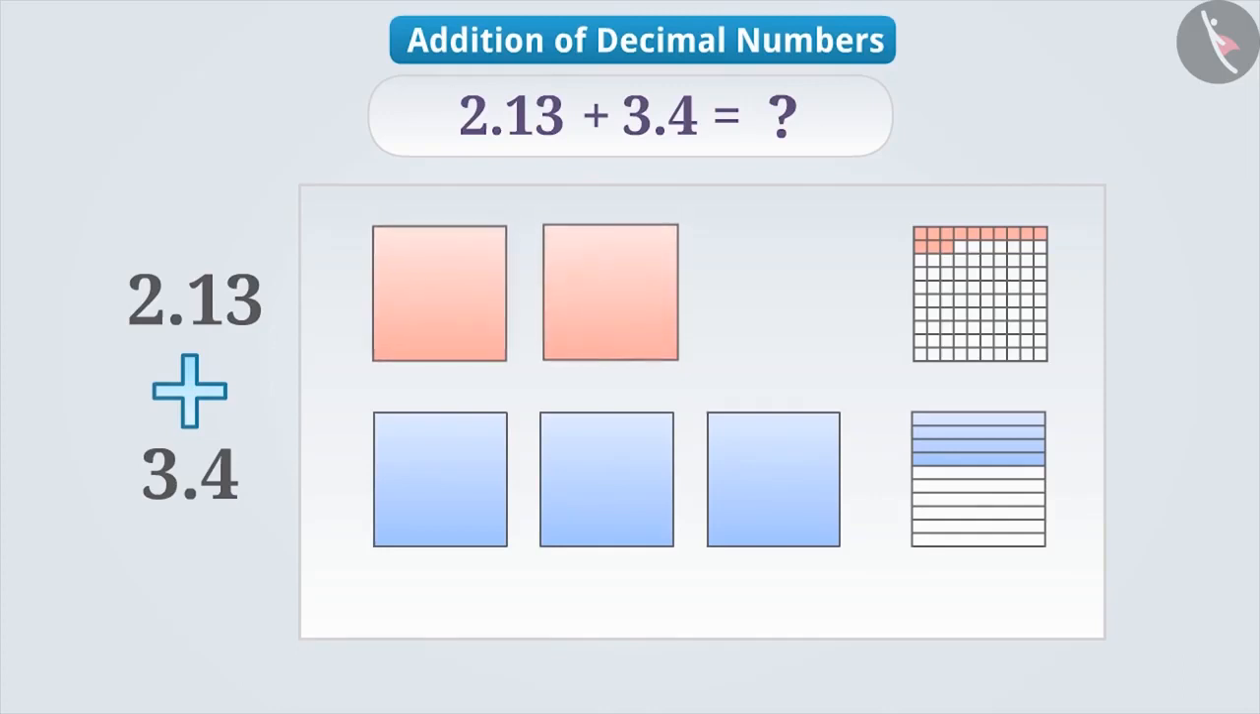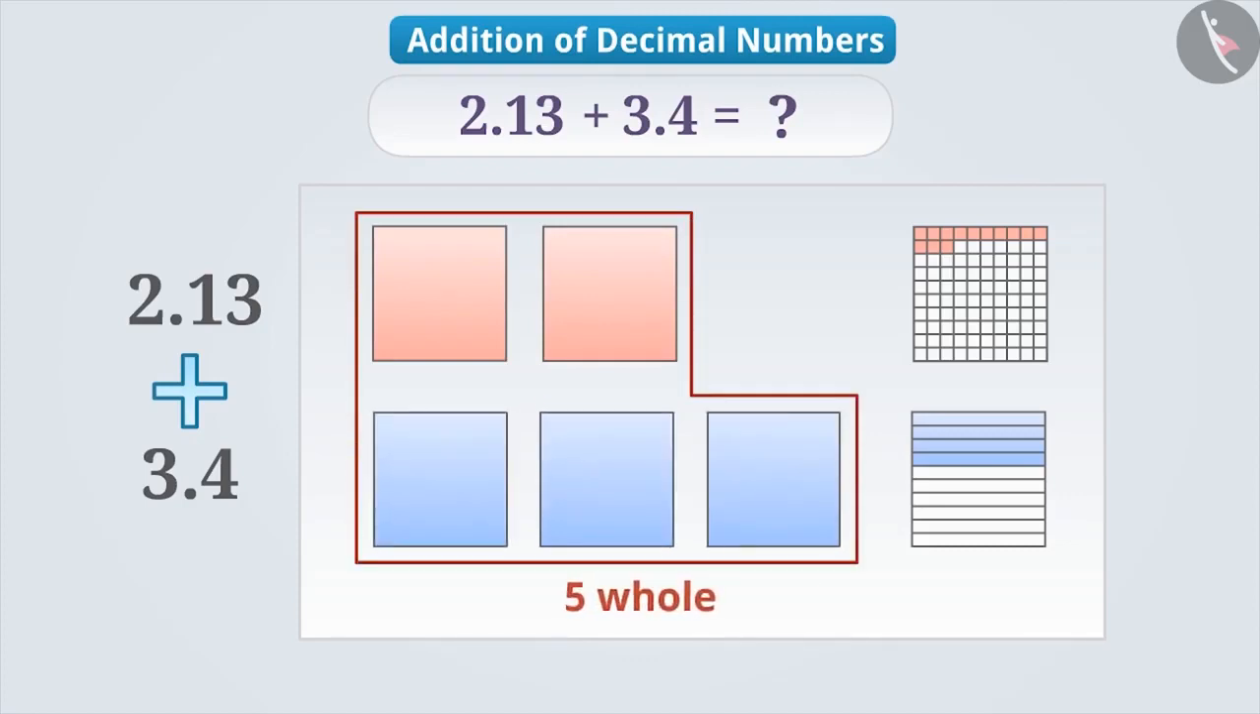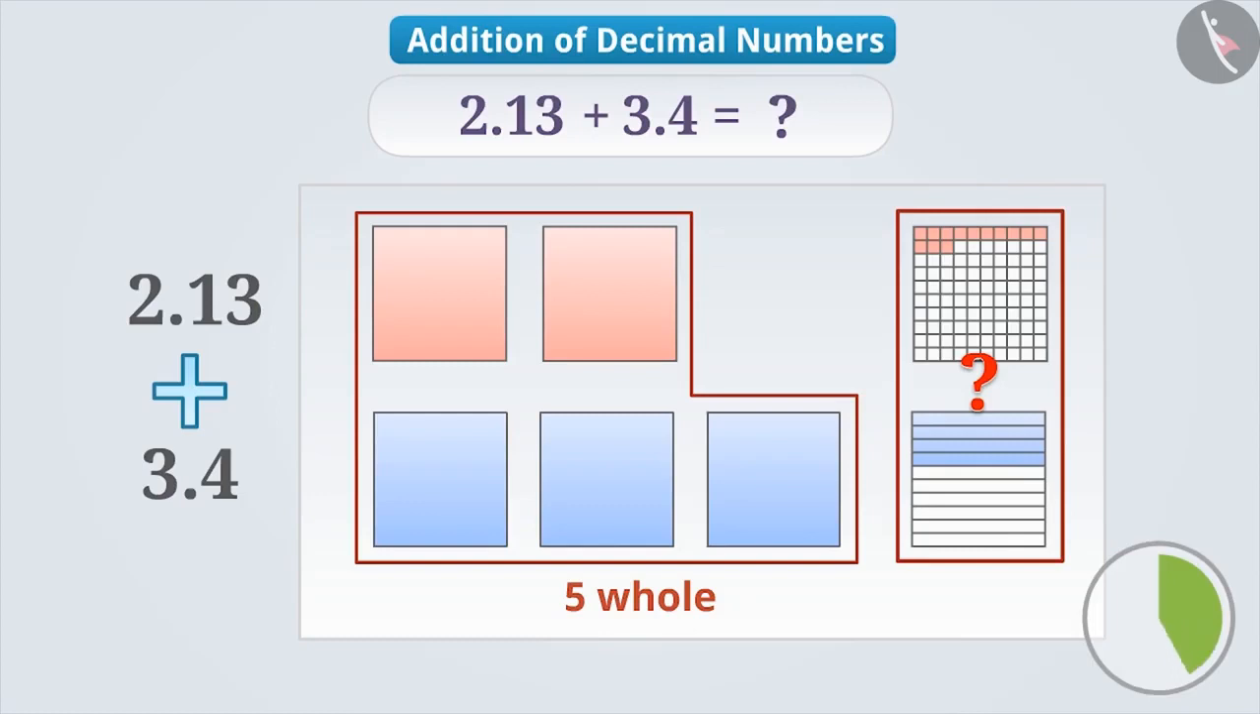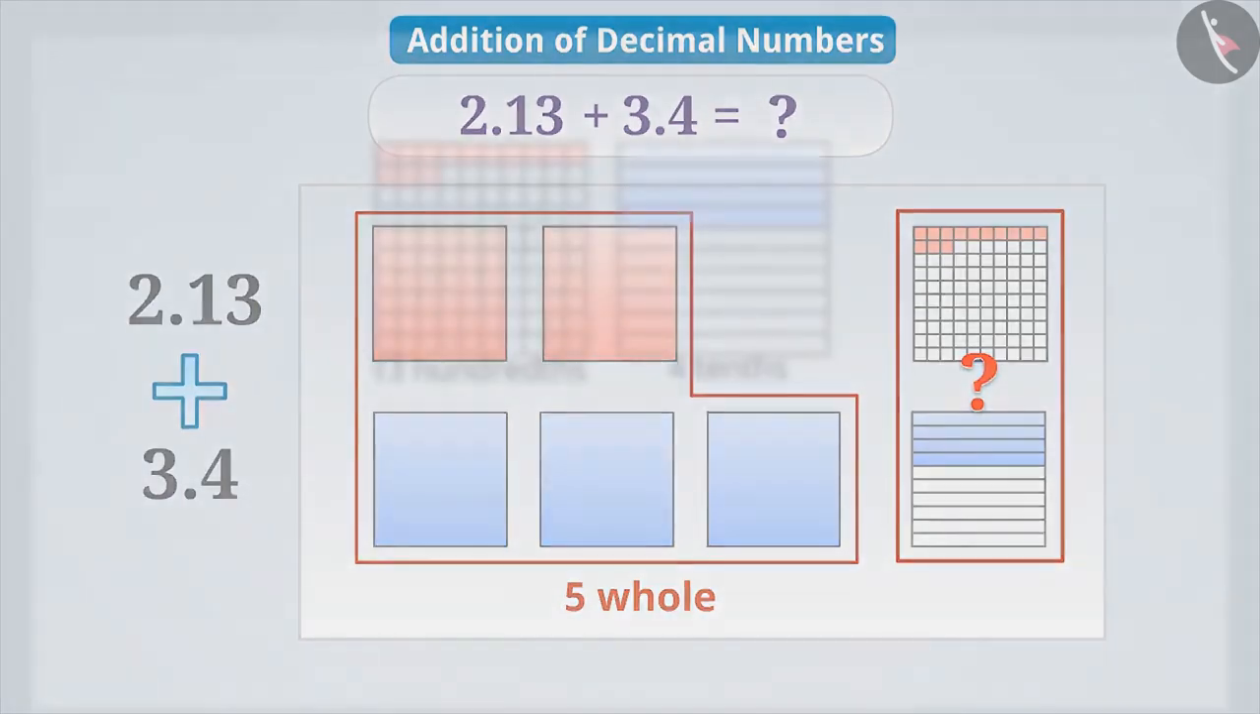As you can see, there are 2 wholes and 3 wholes. Therefore, we can say that there are 5 wholes in total. Now let's add 13 hundredths and 4 tenths. Can you tell me how to do this? Think for a while. Okay, let me tell you.